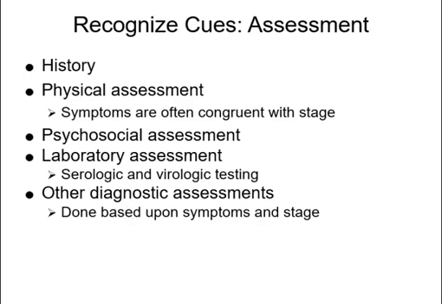And the last one is TB, tuberculosis. Interesting, it was almost eliminated from the United States prior to the early 80s with the AIDS epidemic. And once we had an increased population that was immunocompromised, the amount of patients with TB increased as well.